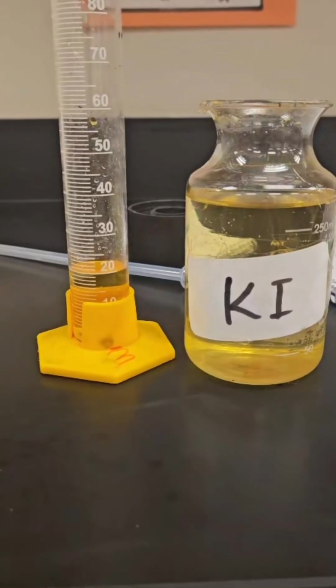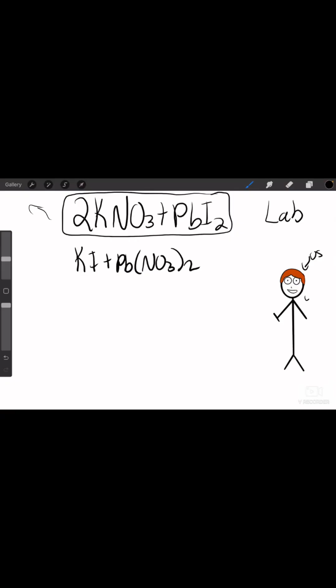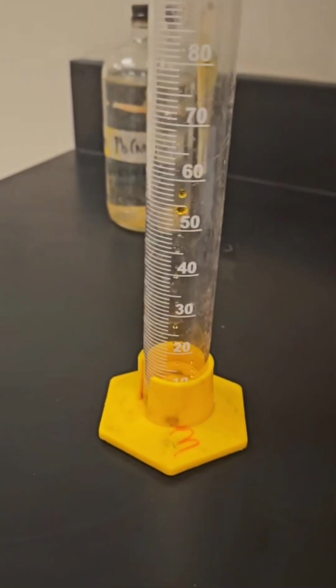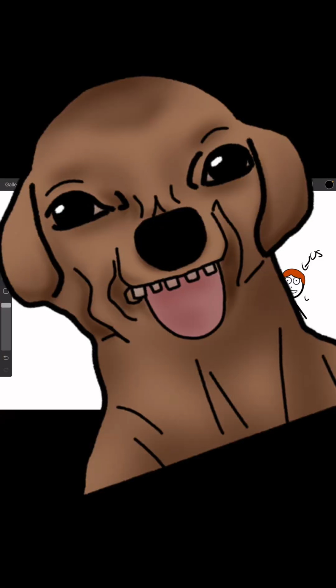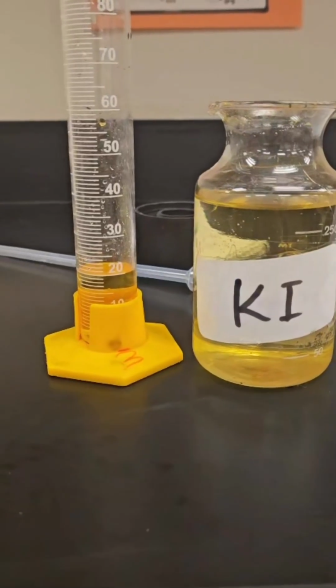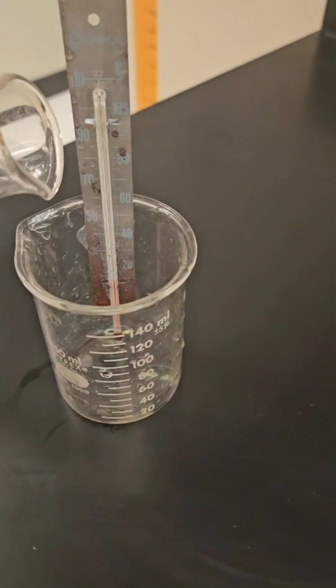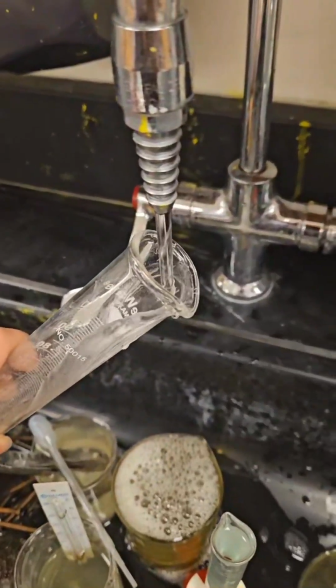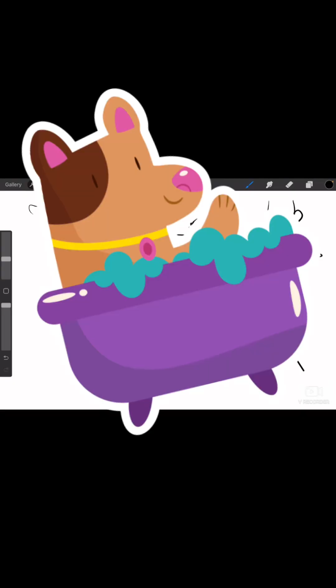So first you're going to use a dropper and you'll measure 20 milliliters of potassium iodide. So you're going to use the dropper to pour the 20 milliliters of potassium iodide into this graduated cylinder. Once you have the graduated cylinder, you're going to carefully pour it into the beaker, as you can see here, making sure to clean the dropper and the graduated cylinder thoroughly to avoid contamination of the solution.